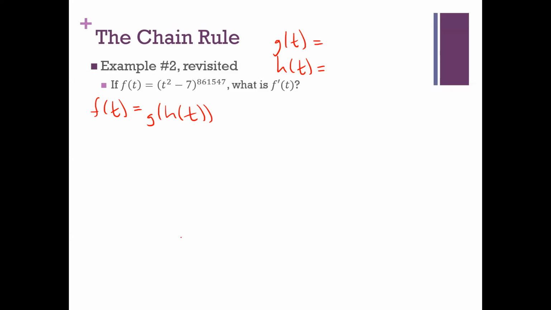Maybe I should set up that block diagram again. T is going to go to what function first? Going to go through h first. Then it's going to get transformed into h of t. Then it's going to go through g. It's going to get transformed into g of h of t.